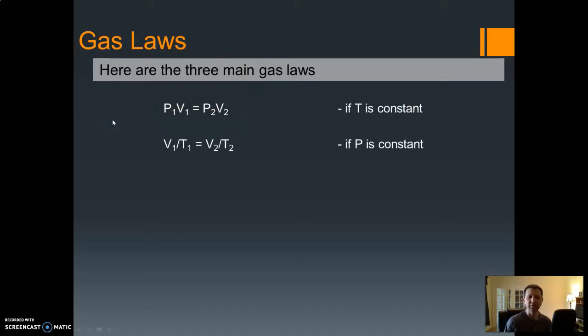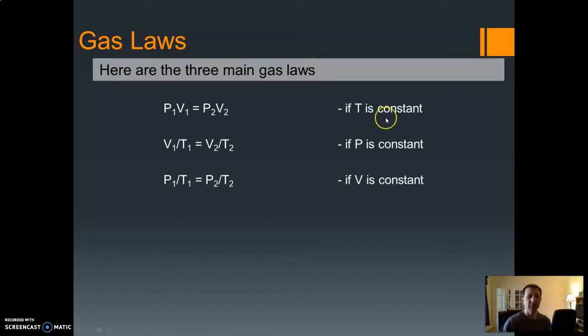Another one we have is V1 over T1 equals V2 over T2. That's Charles' law, and this is when pressure is constant. So pressure isn't in this equation because we're assuming that despite what the initial and final conditions are, the pressure is consistent for both. And finally, we have Gay-Lussac's law, which is P1 over T1 equals P2 over T2, and this is when volume is constant. So again, volume isn't in either condition here because we're assuming that your container is some rigid structure, like some metal or glass container that really doesn't change shape very much.